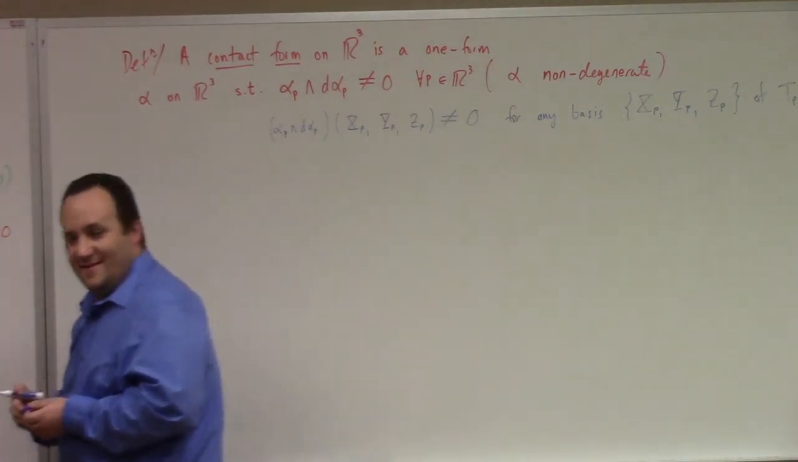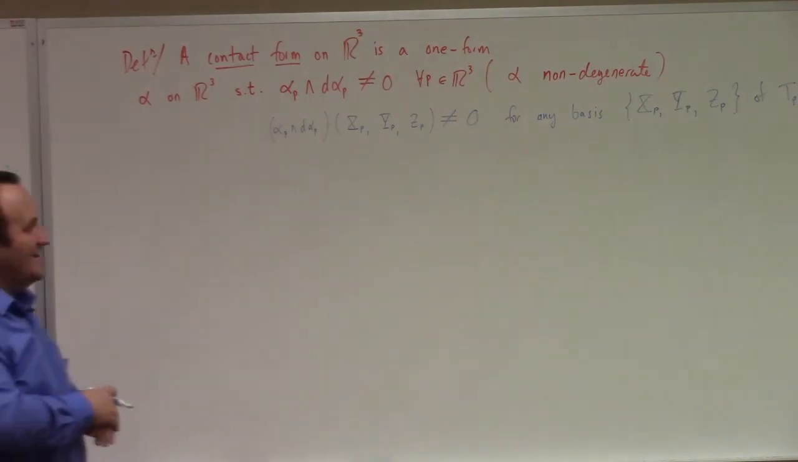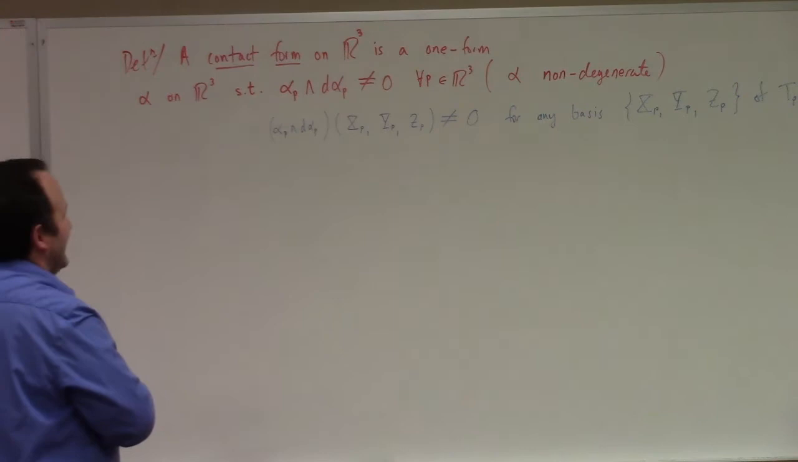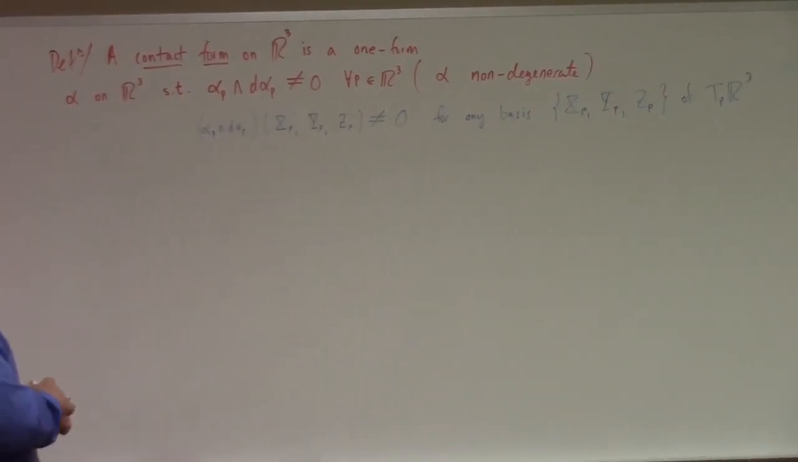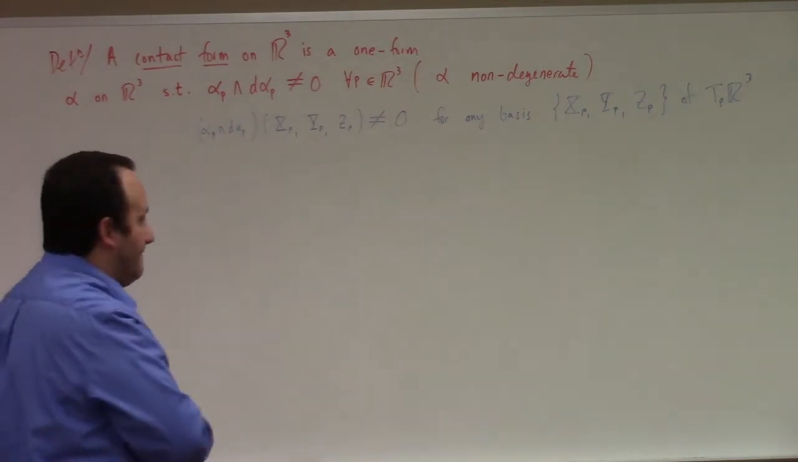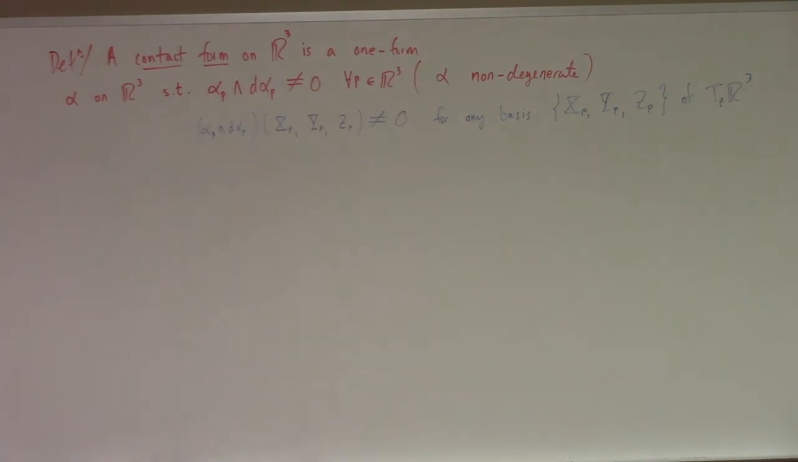Yes, Sam? I see you have a question. My brain is confused because they're capital letters. I mean, it's R3. We need three things to form a basis. T_pR3 is isomorphic to R3. So we could just pick partial x, partial y, partial z. Exactly, yeah. Oh, okay, never mind. I understand.